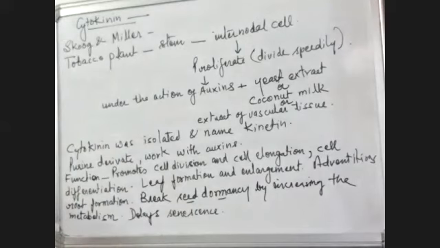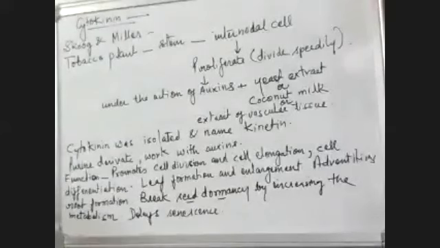Now, I think we have 2-3 minutes. 4 minutes are sufficient for the next one, ethylene. After that, one more is left, abscisic acid, which we will do tomorrow. But just now I'll tell you about another phytohormone, which is ethylene.